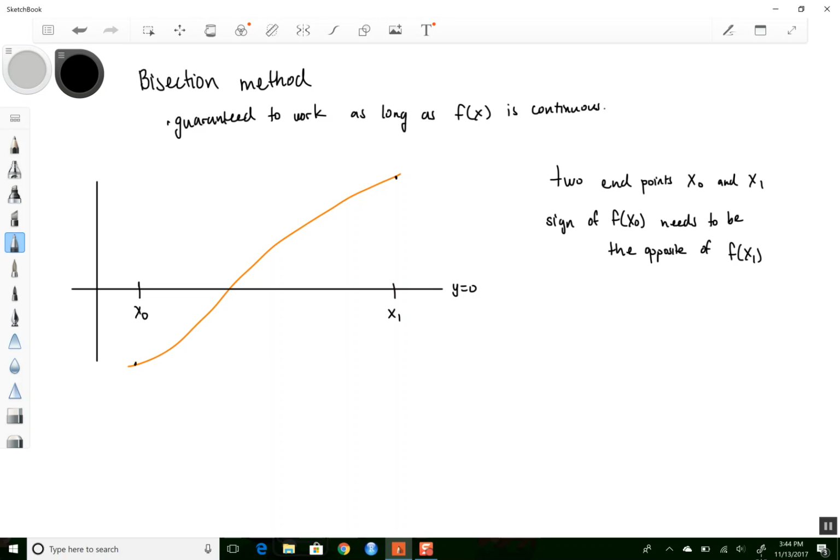Okay, and then you say, we're going to find a spot halfway in between. So x2 is going to be x0 plus x1 divided by 2. Okay, and then here's f of x2. Let's start off with f of x1. I got f of x0, and here I got f of x2. What is the sign of f of x2?